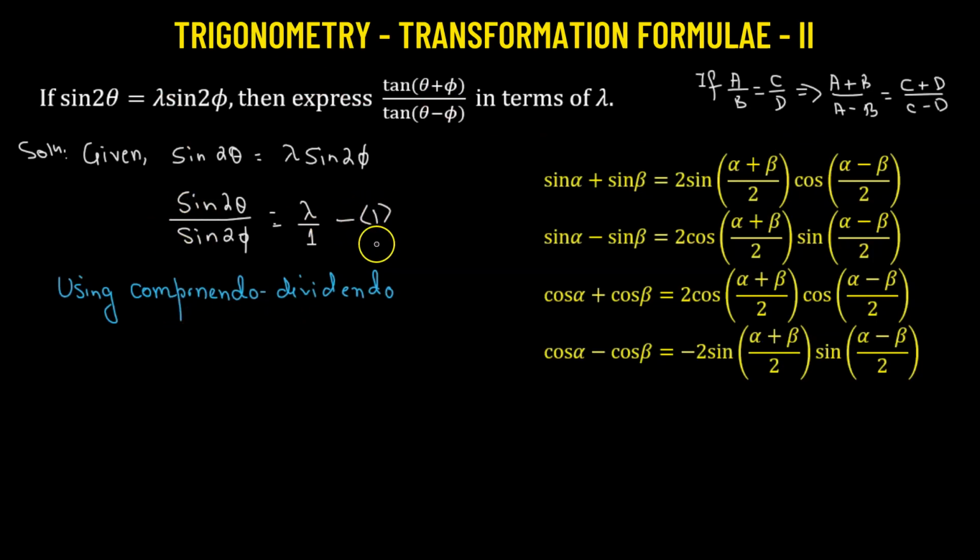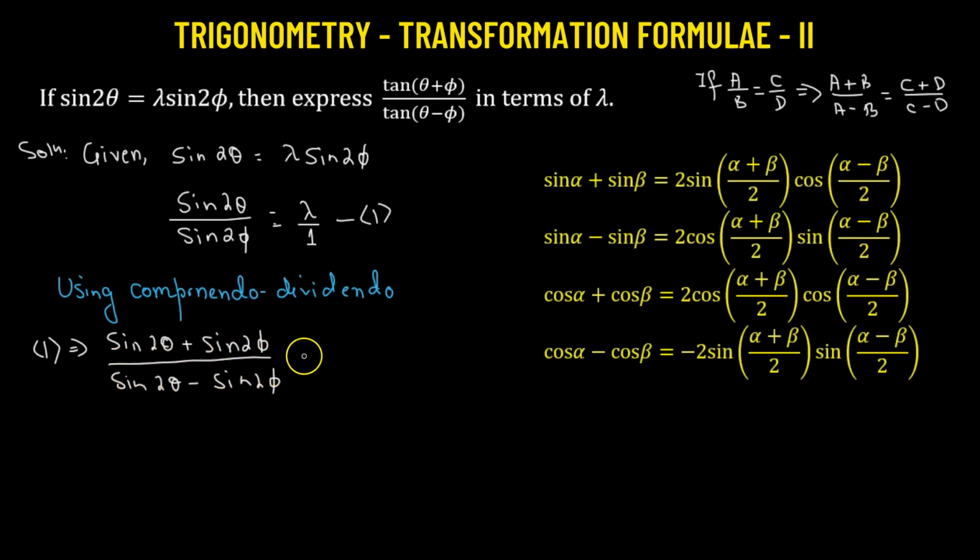We're going to label this as number 1, so that 1 now transforms to sine 2 theta plus sine 2 phi divided by sine 2 theta minus sine 2 phi, and on the right hand side we have lambda plus 1 over lambda minus 1. Now immediately we see that we have the sum of two sine functions in the numerator and the difference of two sine functions in the denominator.